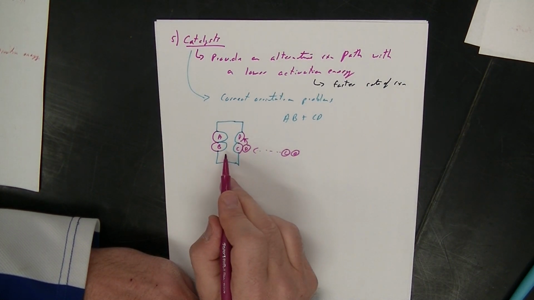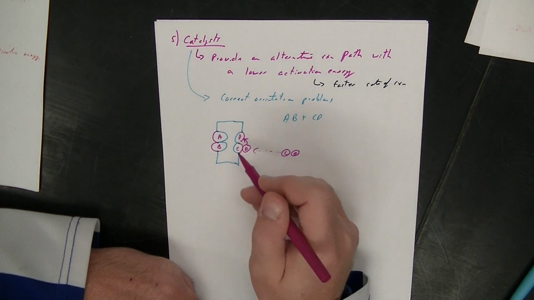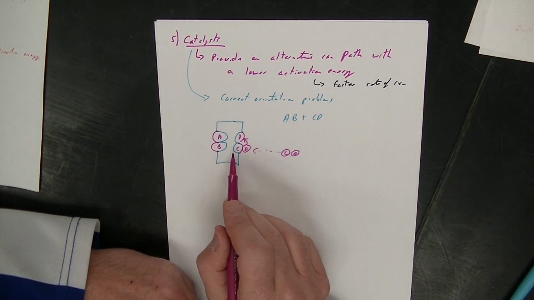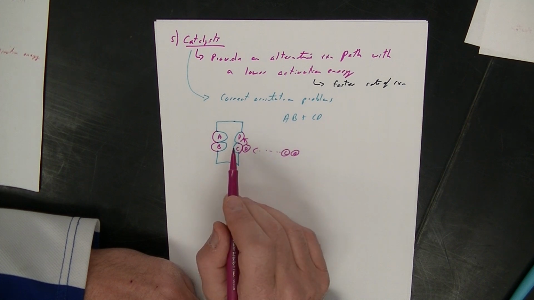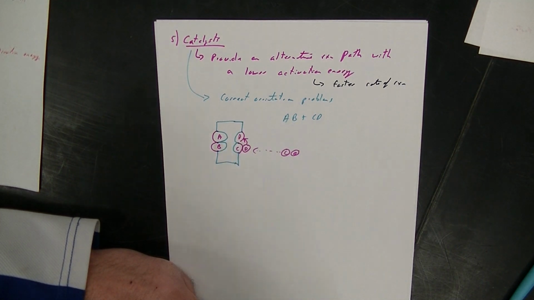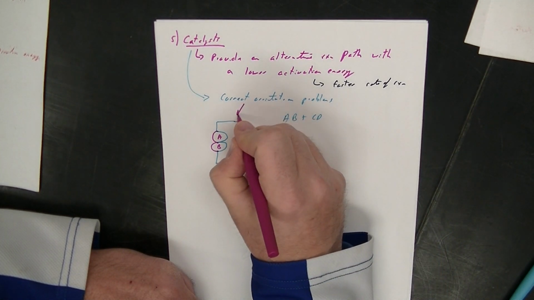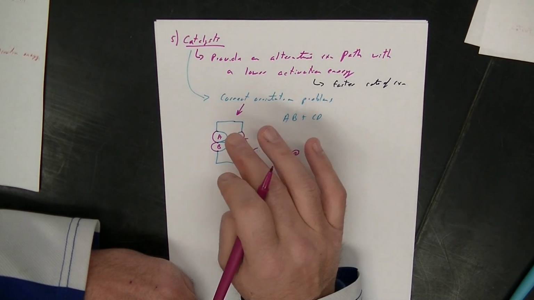These can now react, and the reaction happens. So what we're doing is we're taking an ineffective collision and making it effective. So we're increasing the effective collisions. This is going to make it a faster reaction rate. This is what I mean by correcting orientation problems.